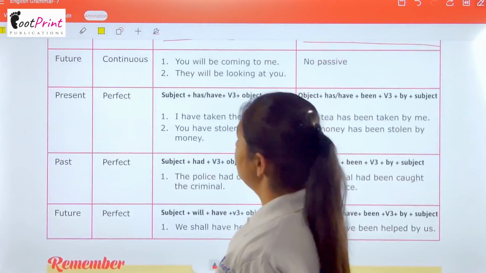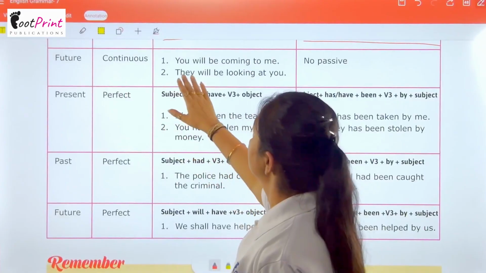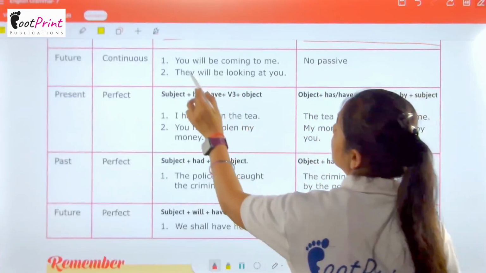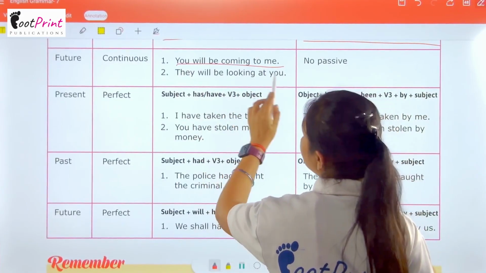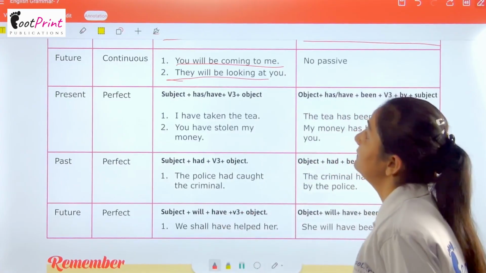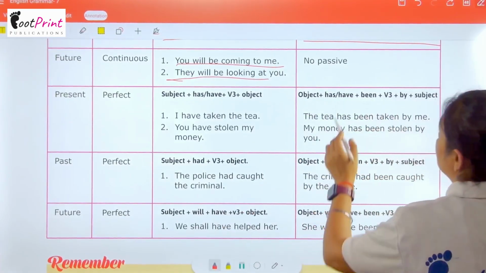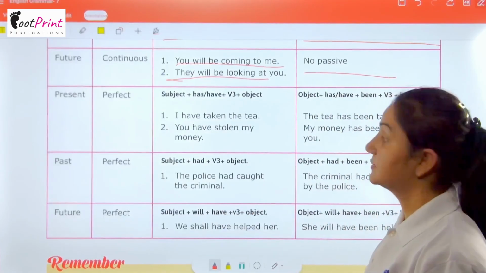Next, future continuous tense. You will be coming to me. They will be looking at you. Here there is no passive voice.